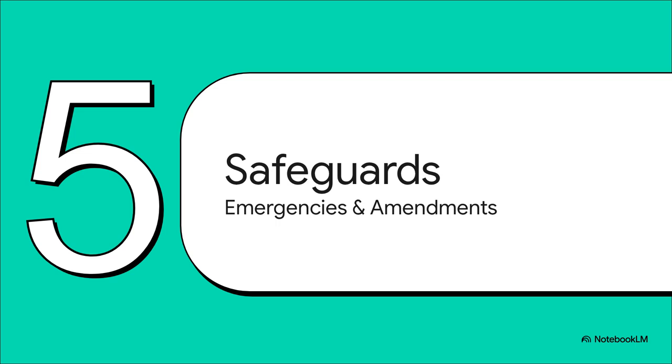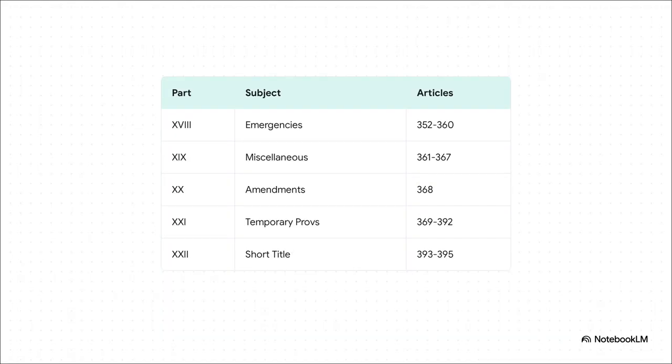Every good blueprint needs safety valves, right? Well, Part 18 outlines exactly that, spanning Articles 352 to 360 with emergency provisions meant for national or financial crises. Part 19 throws in some miscellaneous protections. But honestly, Part 20 is perhaps the most powerful part of the entire document.